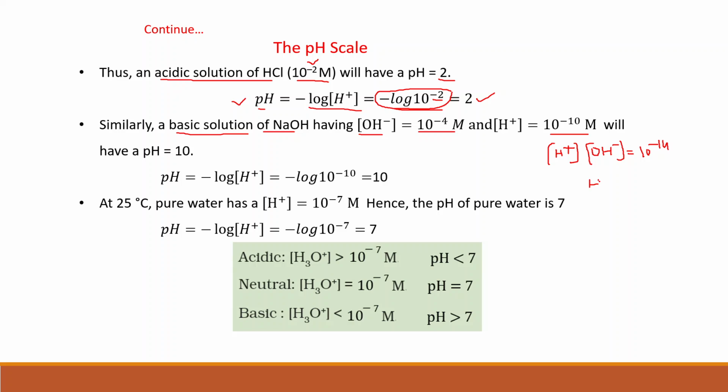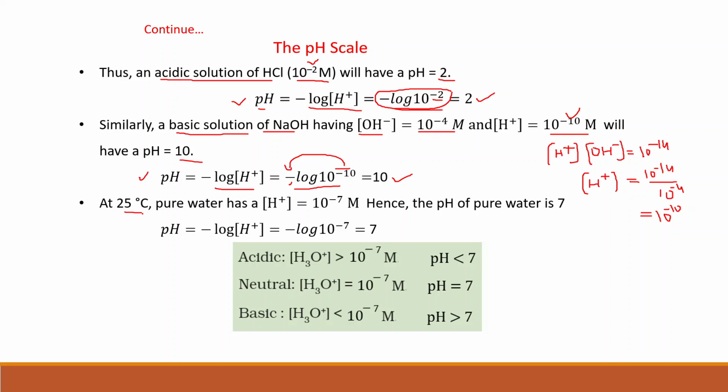Now in this case the concentration of hydroxyl ion is given, so we can find the concentration of hydrogen ion like this: Kw divided by the concentration of hydroxyl ion, and this will be equal to 10 to the power minus 10. Its pH will be 10. How? Again use the same formula. pH is equal to minus log of hydrogen ion concentration, which is equal to minus log of 10 to the power minus 10. If you solve this, the minus 10 comes to the front, so minus and minus 10 gives plus 10, and log 10 is equal to 1, so pH is 10.